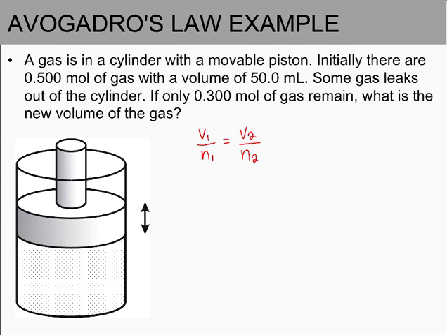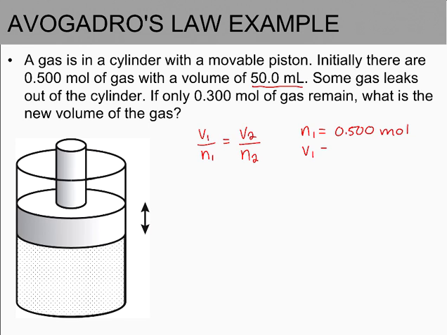So that's Avogadro's law. So let's say a gas is in a cylinder with a movable piston, like some of our previous examples. And initially, there are 0.5 moles of gas with a volume of 50 milliliters. Some gas leaks out of the cylinder. If only 0.3 moles of gas remain, what is the new volume of the gas? So this is a very small cylinder, apparently. That might have meant to be liters, but that's okay. So our initial amount of gas, so N1, is 0.5 moles.